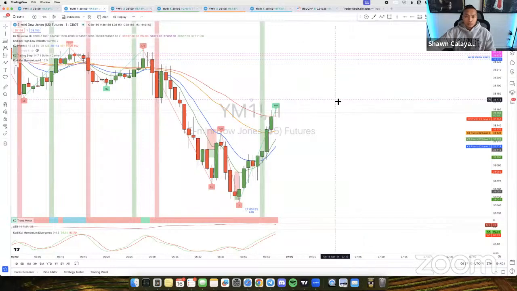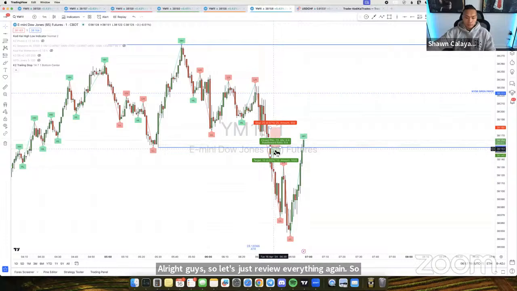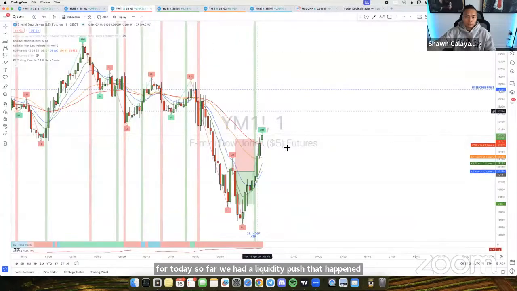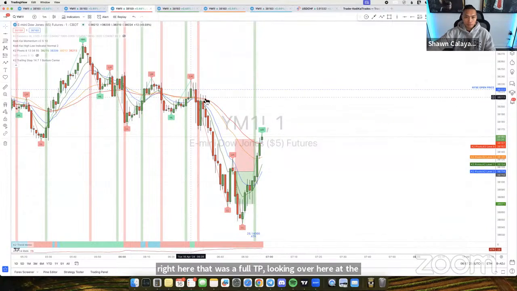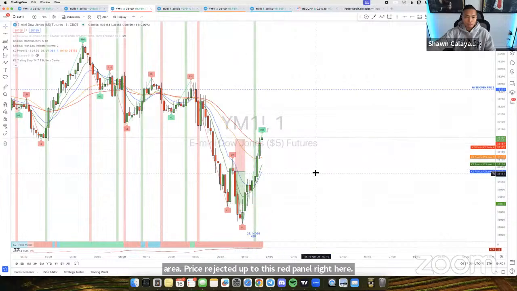All right, guys, so let's just review everything again. For today so far, we had a liquidity push that happened right here. That was a full TP. Looking over here at the PRB, we had a PRB that came up over here. Market opened at 6:30, price rejected off the pivots here. We had a bunch of consolidation candles around this area. Price rejected up to this red candle right here. This red candle rejected off the pivots, and that was the PRB entry. So this was a PRB for a full TP.